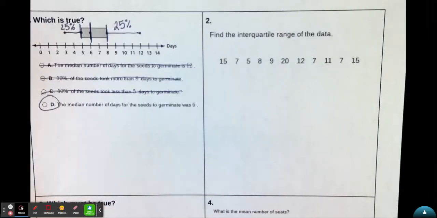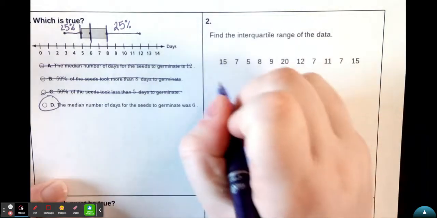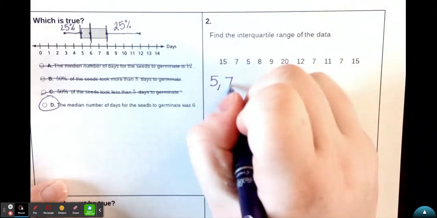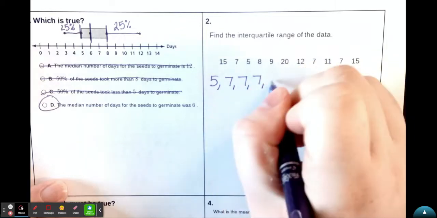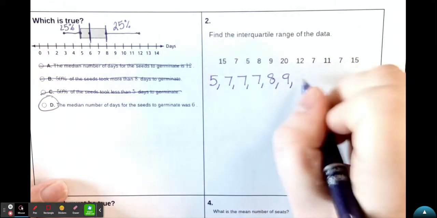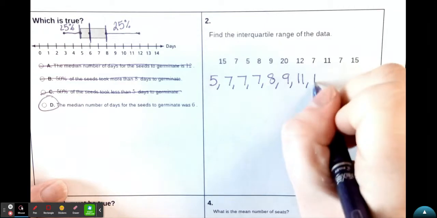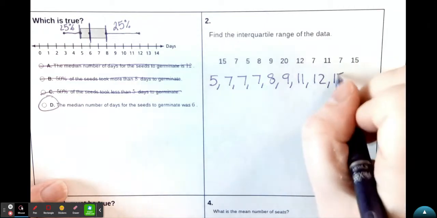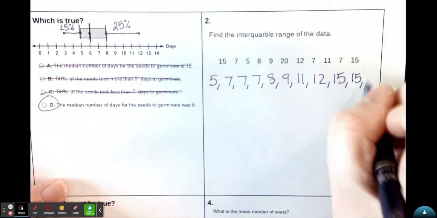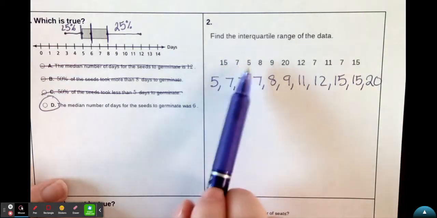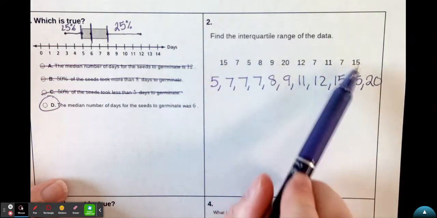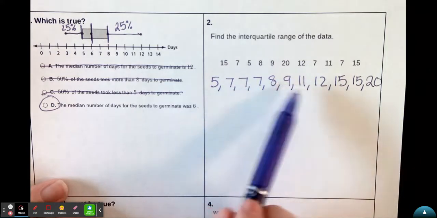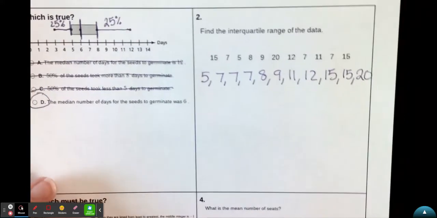Number 2, find the interquartile range of the data. What's my first step to finding the interquartile range? List them from least to greatest. All right, help me out. 5, 7, 7, 7, 8, 8, 9, 11, 12, 15, 15, 20. Okay, and I'll count. We have 1, 2, 3, 4, 5, 6, 7, 8, 9, 10, 11. So that's how many I should have.